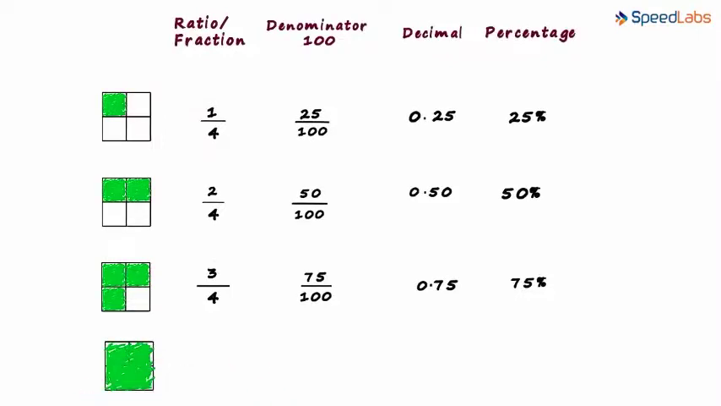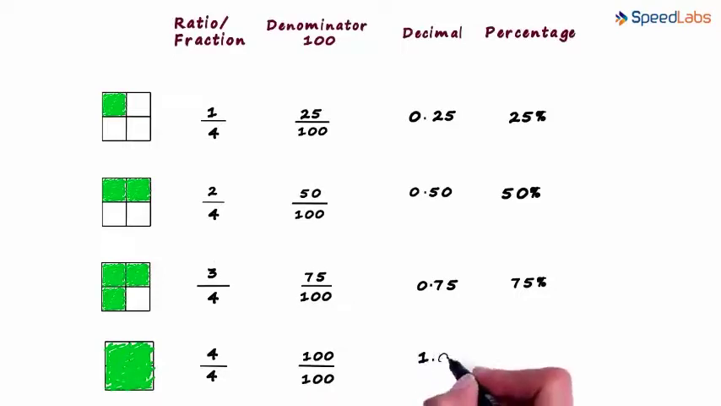Now what if I cover the entire square? Well, since all 4 parts of the square are covered, we write the ratio as 4 by 4. And that can also be written as 100 by 100. They are equivalent ratios. And in decimal terms, we can say that it equals 1.00. And this equals 100%. If you look at each row individually, you should know that all values are equal.